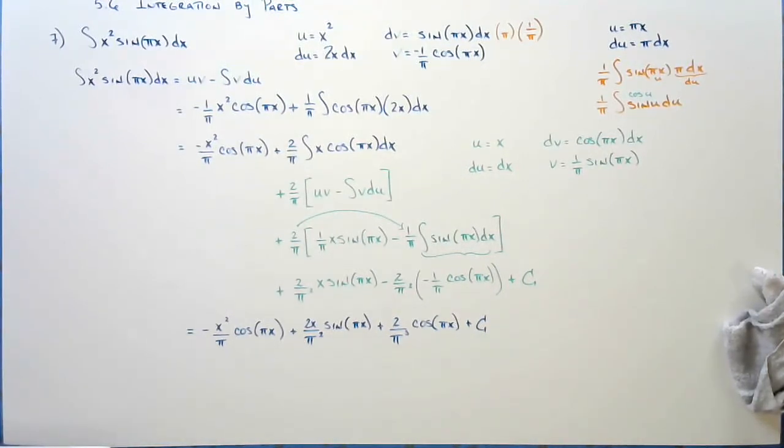So that's number 7. So here we had to do an integration by parts. And then within our integration by parts, we had to do a second integration by parts. All right, so that's number 7.